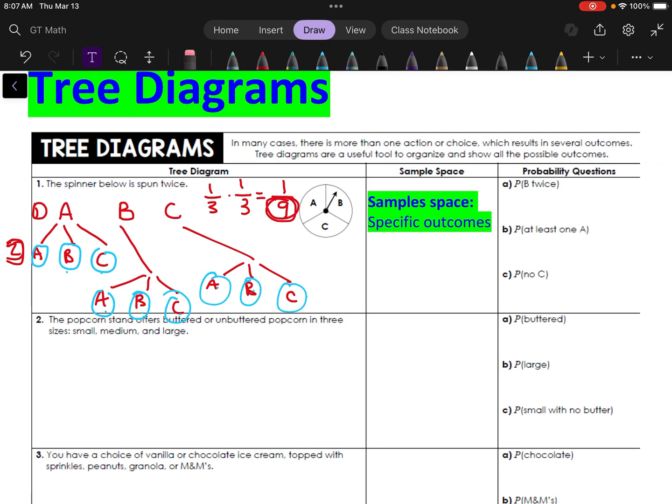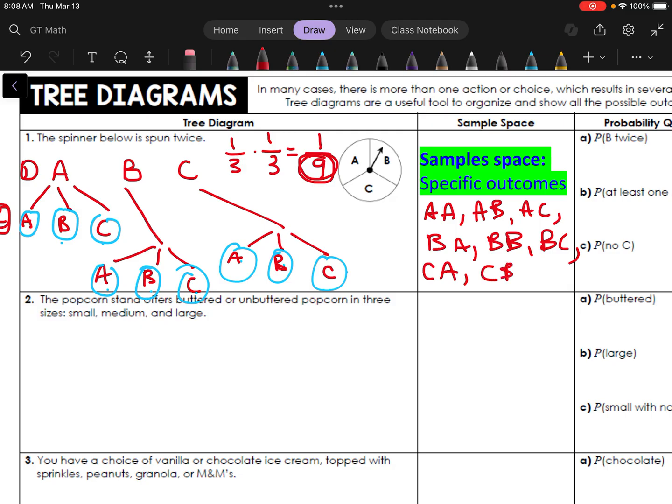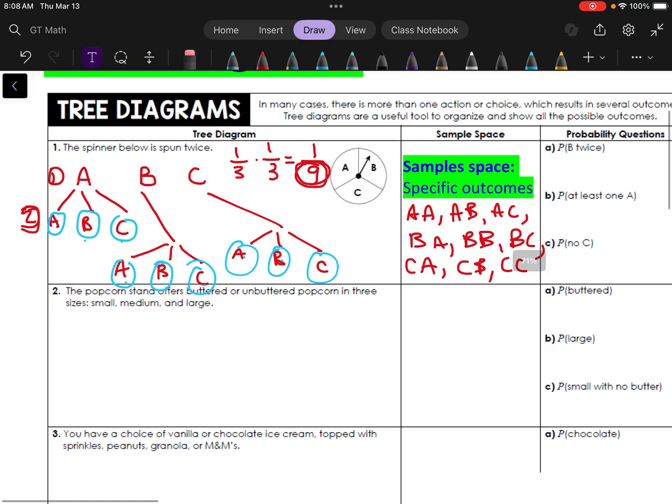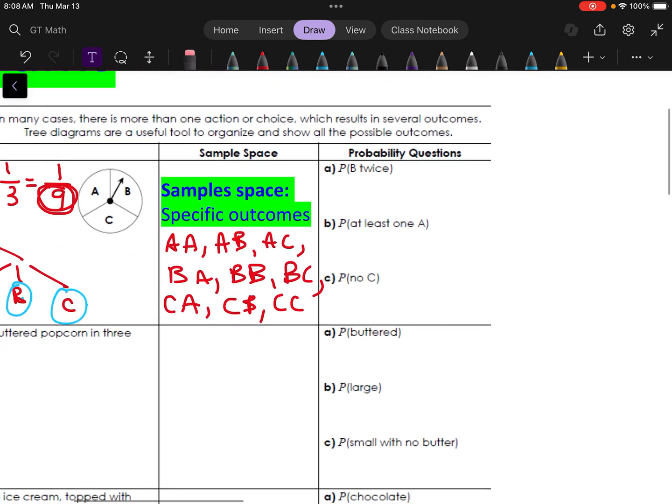And our specific outcomes are the sample space. I would read, like I said, AA, AB, AC, and then BA. Oops, now we're on the B's. So I have BA, BB, BC, and then I have CA, CB, CC. And there are 9 outcomes, right? It makes it easy to know every specific outcome if I want to.